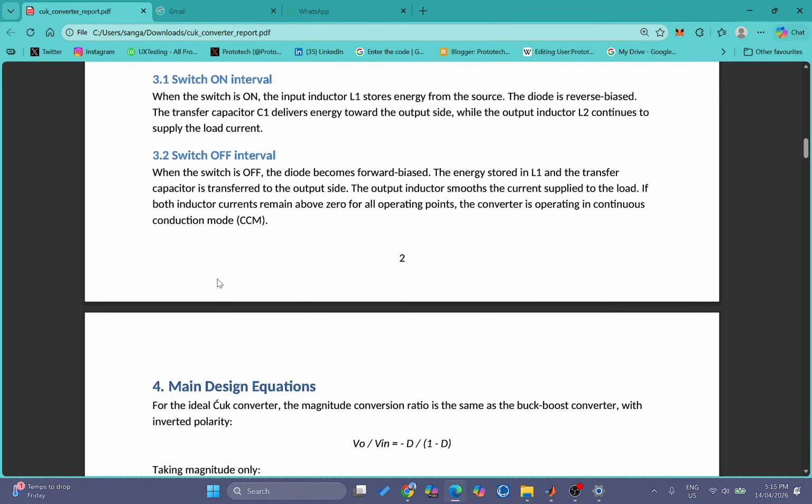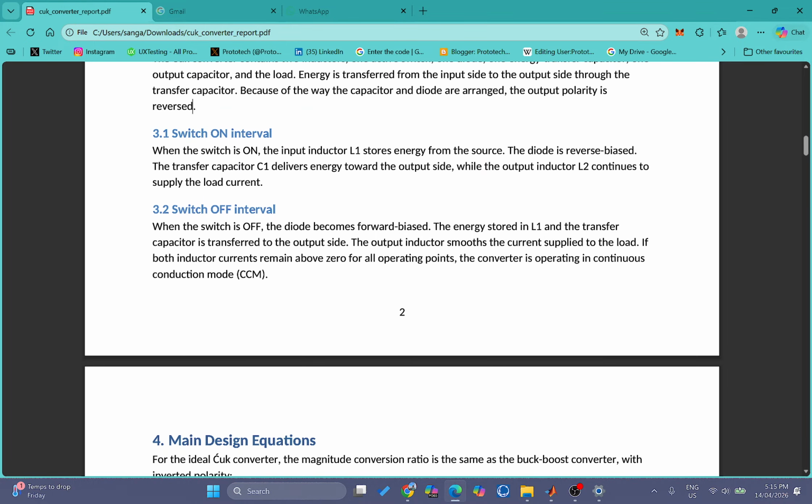Now what happens when the switch is turned on? The inductor L1 stores the energy from the source. The diode is reverse biased, and the transfer capacitor C1 delivers energy towards the output side, while the output inductor L2 continues to supply the load current.